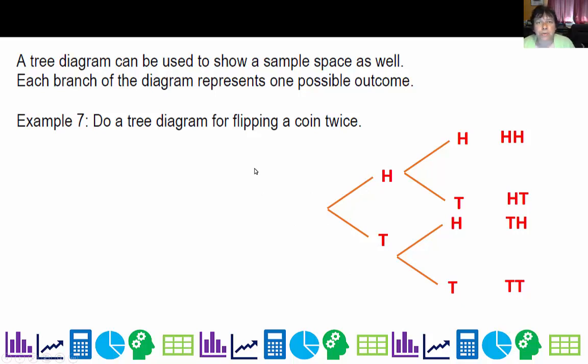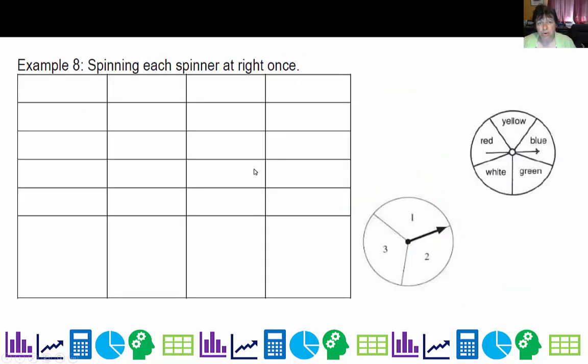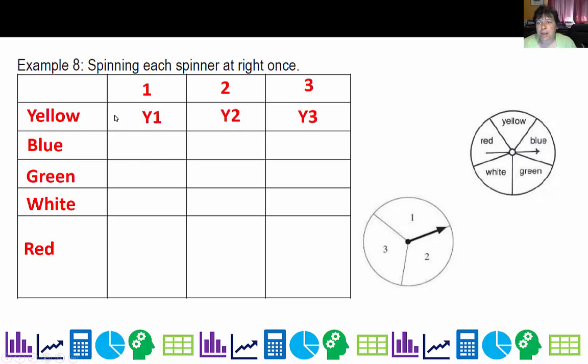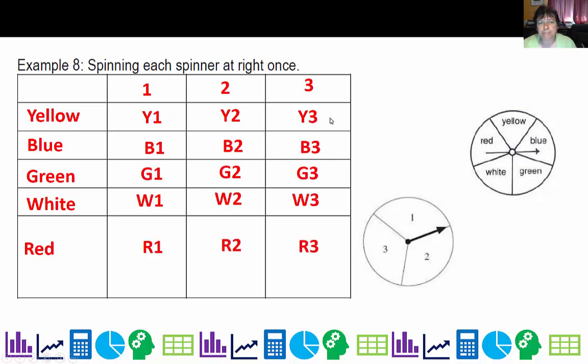And maybe it'll be a little clearer with our next example. So we're going to spin each spinner once, and I'm going to put 1, 2, and 3 there, because that's the 1, 2, and 3 there. And then I have the different colors, which I'll put here. So if I spun yellow, then I could have yellow 1, yellow 2, or yellow 3. Same thing for blue, green, white, or red.